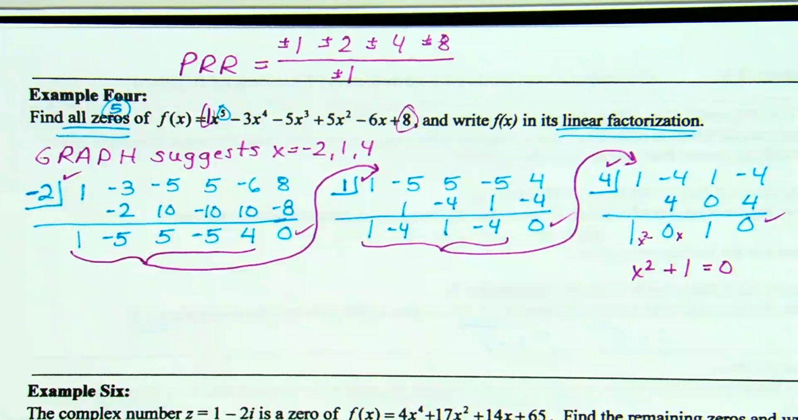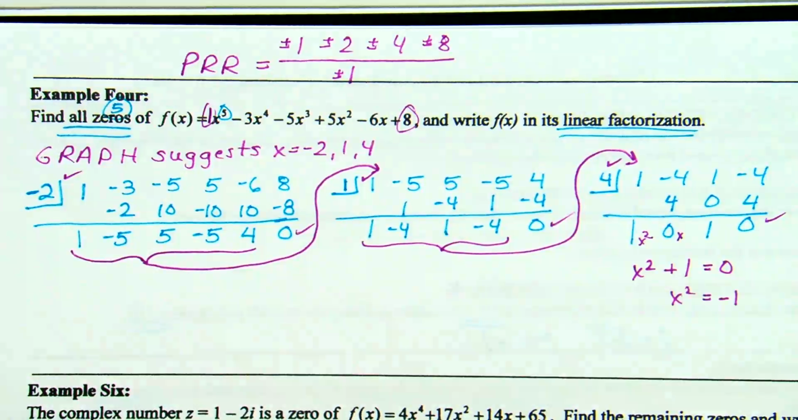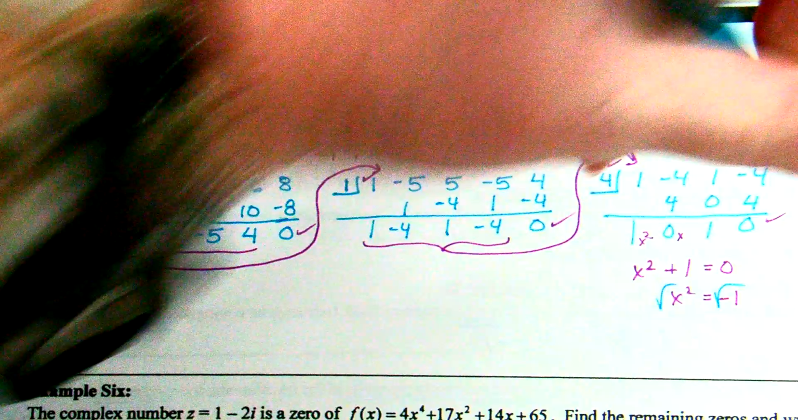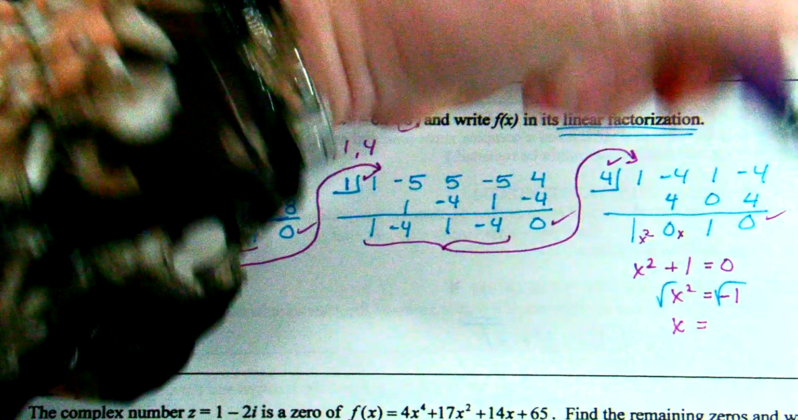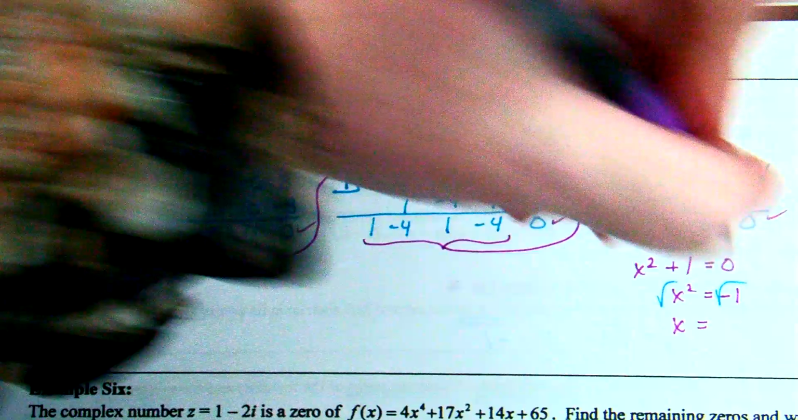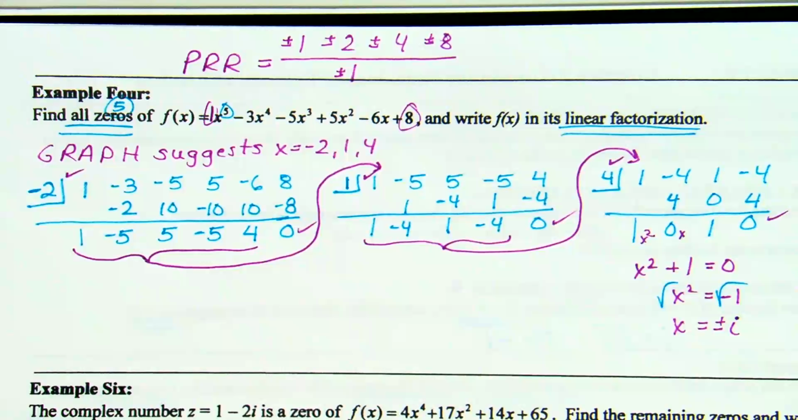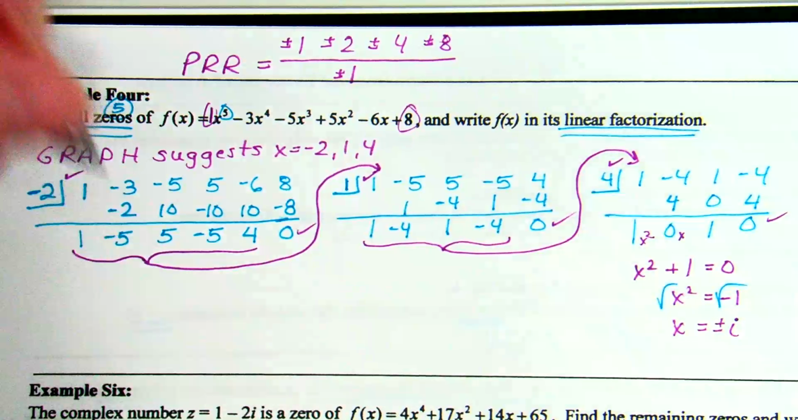How do you solve x squared plus 1 equals 0? Subtract 1. So x squared equals negative 1. Take the square root. And then, what is the square root of negative 1? I. And then when you're in an equation, plus or minus i. Okay. Do I have 5 zeros now? The 3 we used with the synthetic, the 3 we saw on the graph, and then a positive i and a negative i. So, final answer.